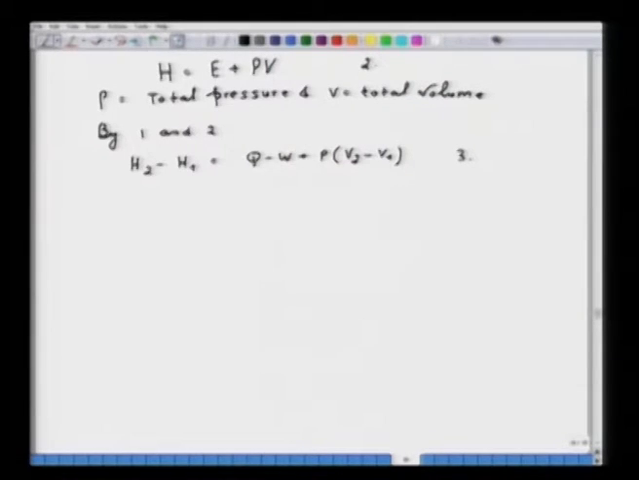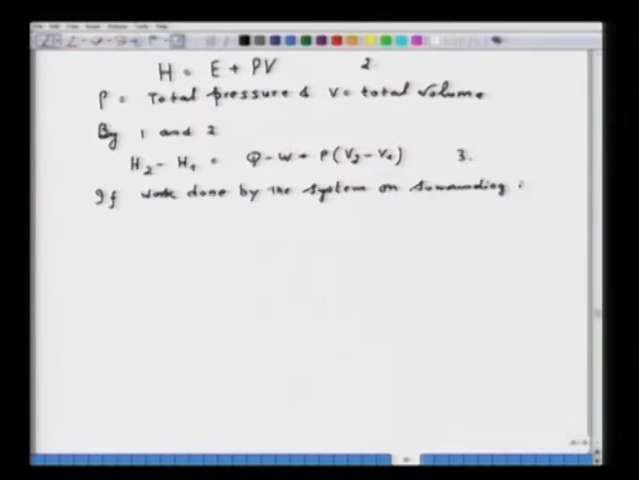Now, if work done by the system on surrounding, let us say it is work of expansion.